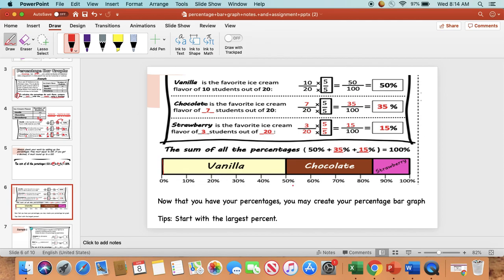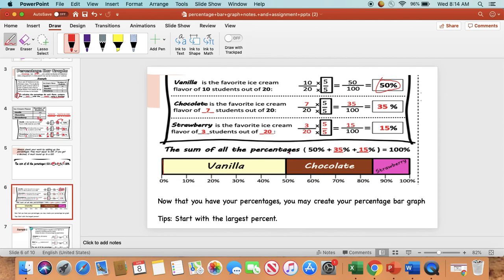And starting with your largest percent, which was 50, I'm going to start at 0, which would be on the left side. Oh, and notice that the percent bar is cut into tenths. So it's cut into 10 pieces. So 10%, 20%, 30%, 40%, and so on. So you have to cut the bar into those 10%. And so I'm going to start at 0, and I'm going to cut the strip up to 50. So this 50% area represents my vanilla.